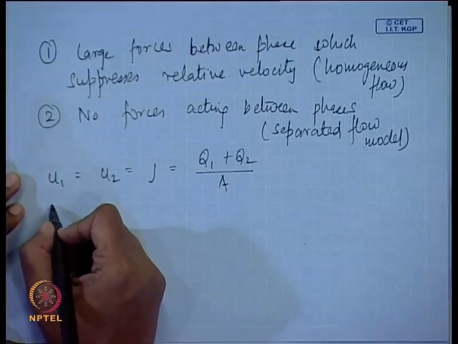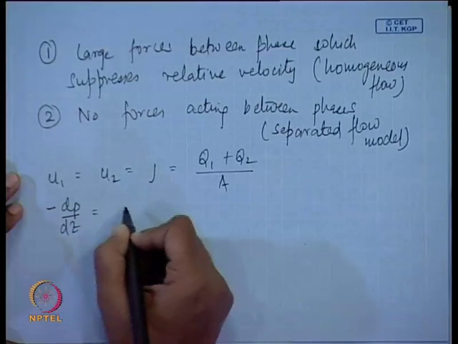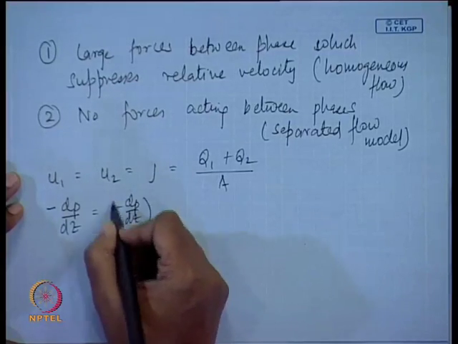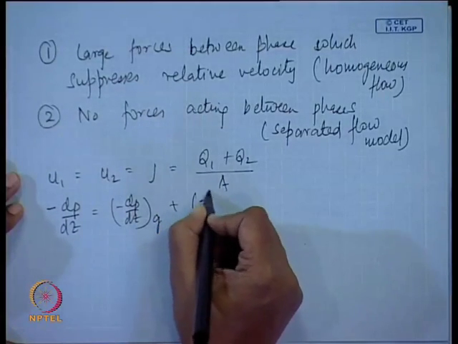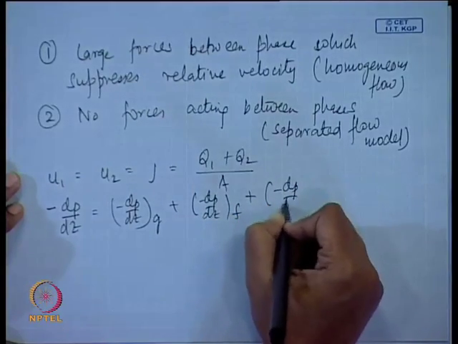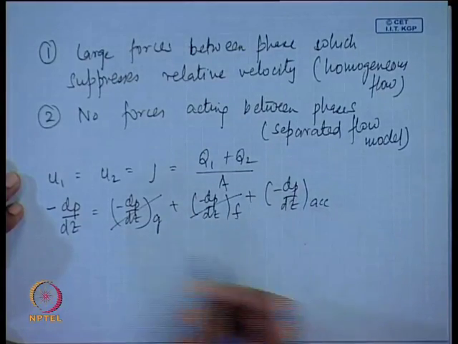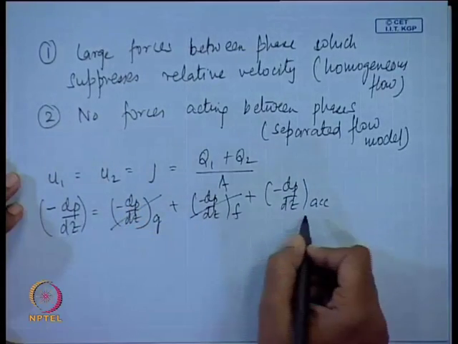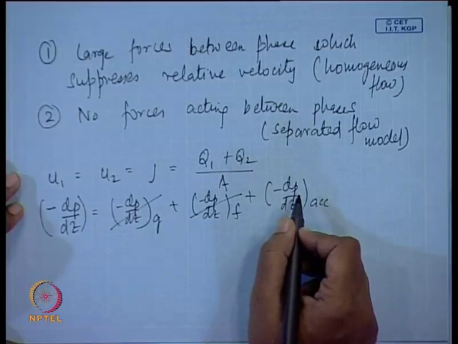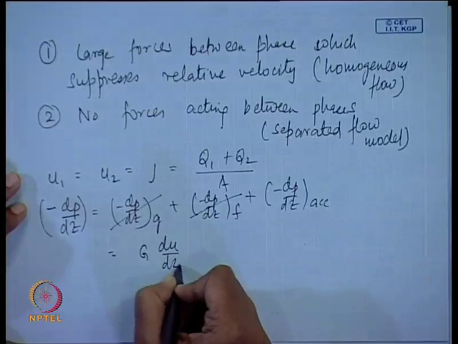We know that if you see the homogeneous flow model, there you would find that minus dP/dz was equal to the gravitational pressure gradient plus the frictional pressure gradient plus the acceleration pressure gradient. Now, in this particular case both the gravitational and frictional terms cancel out. So, your minus dP/dz would be equal to minus dP/dz acceleration. What was the expression for this? This was nothing but G du/dz, if you remember.